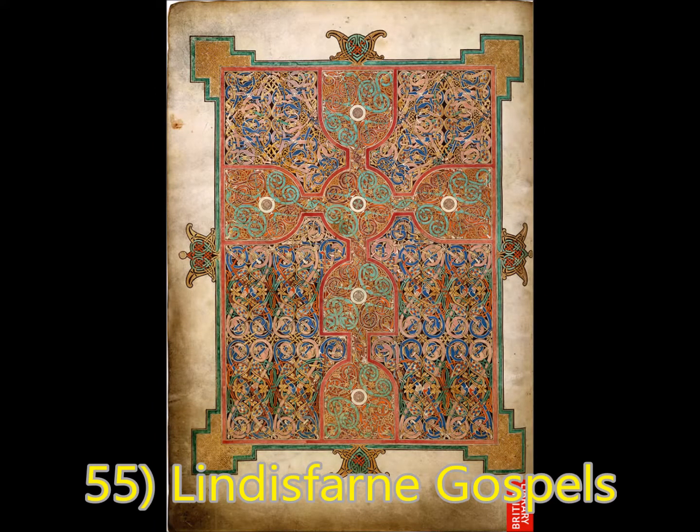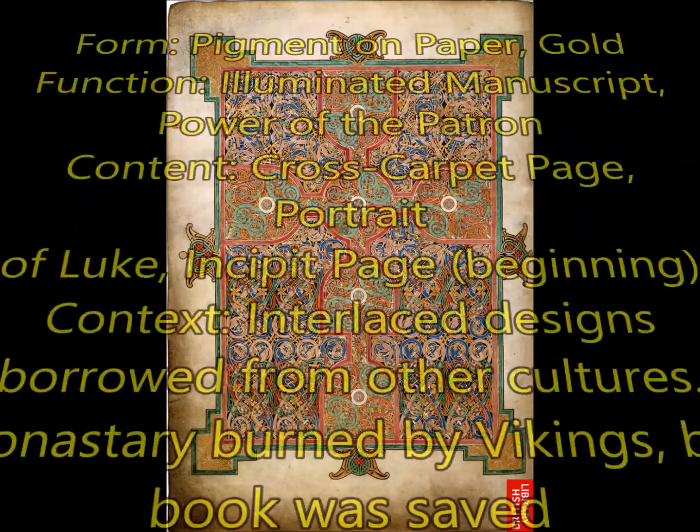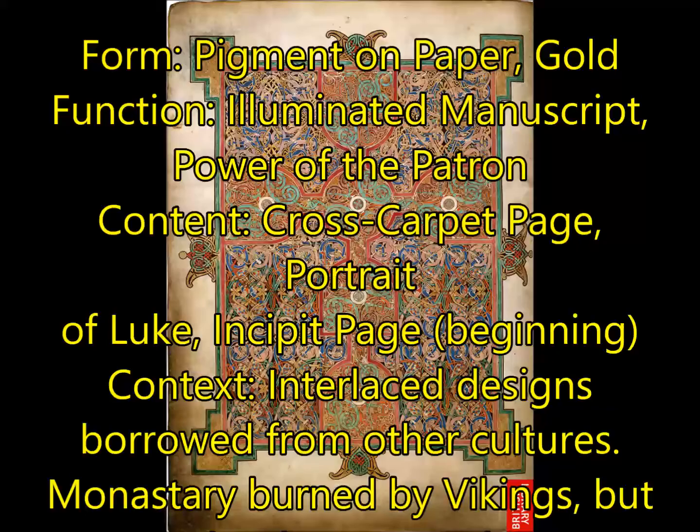Next up, you're looking at the Lindisfarne Gospels. What you're looking at currently right now is the cross carpet page. We also have a portrait of St. Luke and another page. This is pigment on paper. It's tempera paint with actual gold. Remember that gold makes it an illuminated manuscript. It represents the power of the patron, because who else could afford gold on their manuscripts besides the Christian church?